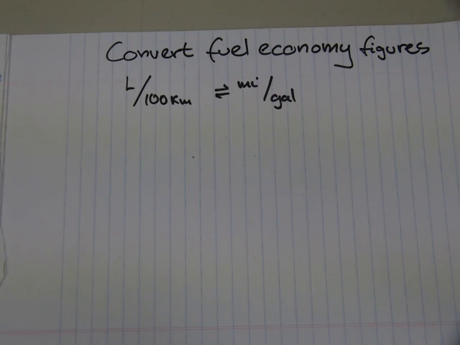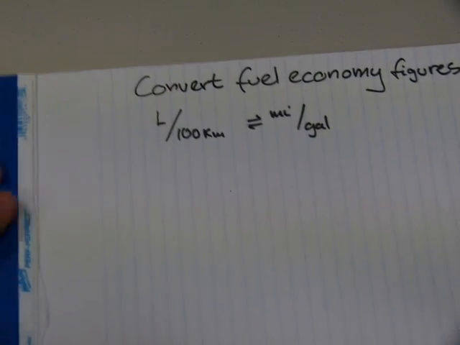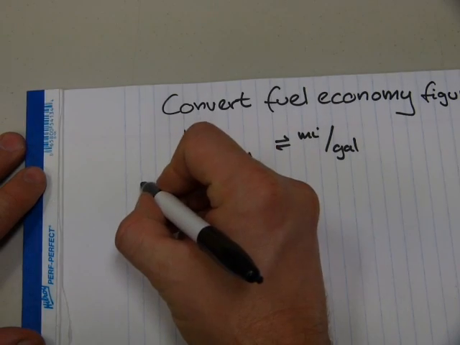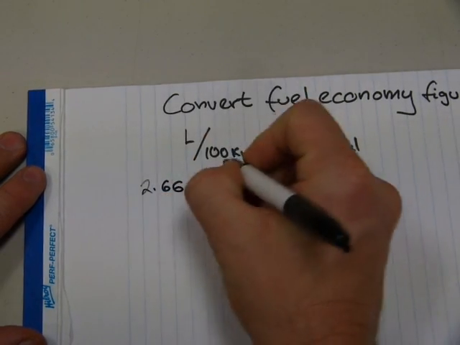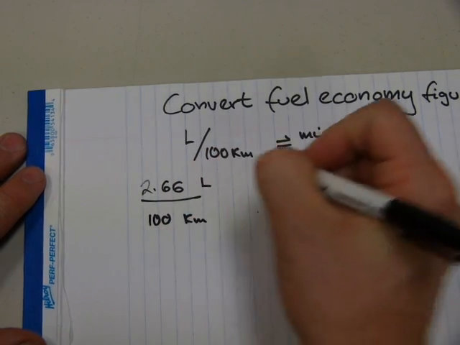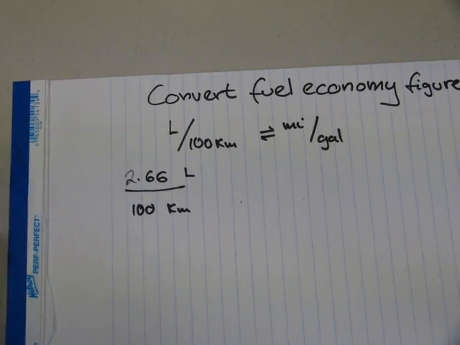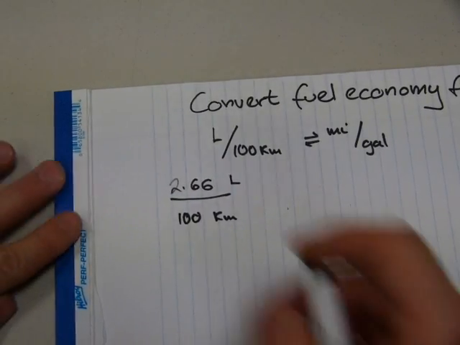In this video I'll show you how to convert these fuel economy figures from liters per 100 kilometers to miles per gallon and back. Let's get started with my bike here. It's got 2.66 liters over 100 kilometers. And I'm going to treat it like we do equivalent fractions. Remember equivalent fractions from middle school?